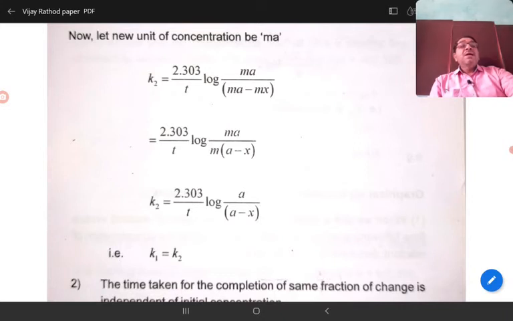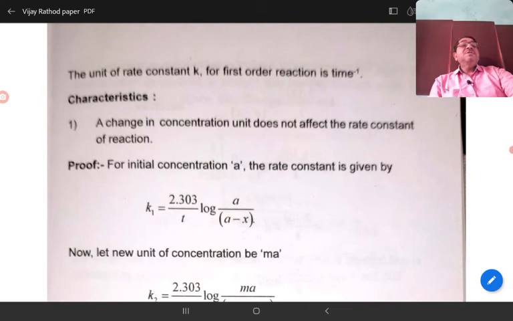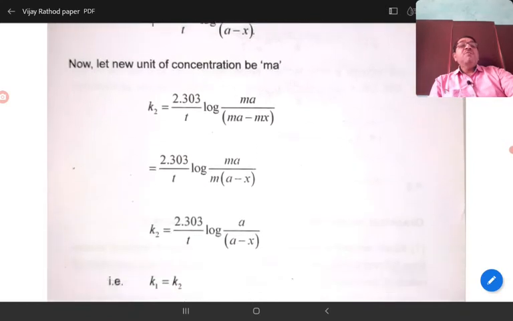So again k2 is nothing but 2.303 divided by t log of a upon a minus x, which means we can say k1 is equal to k2. So we can confidently say that a change in concentration unit does not affect the rate constant of the reaction.